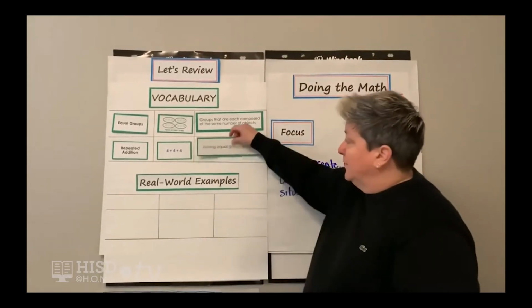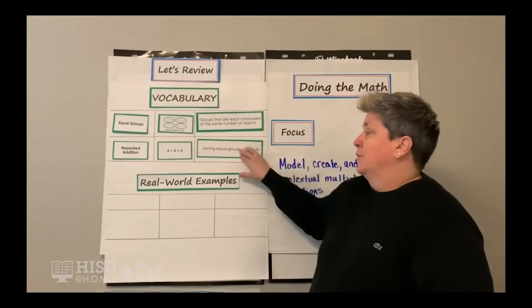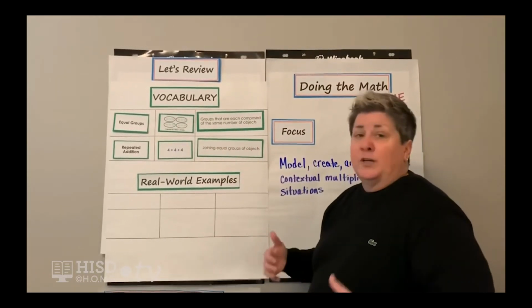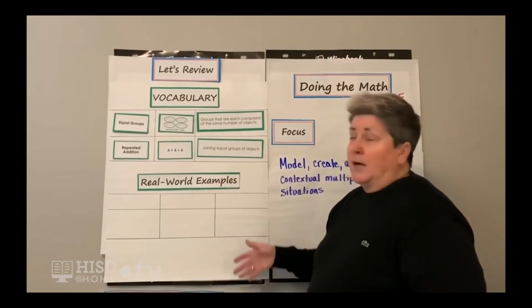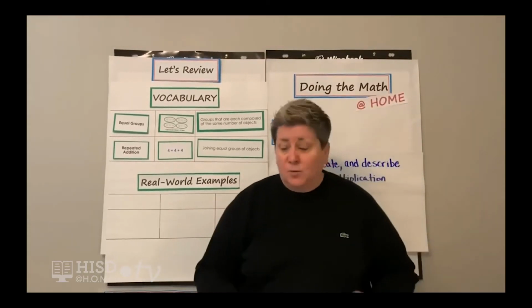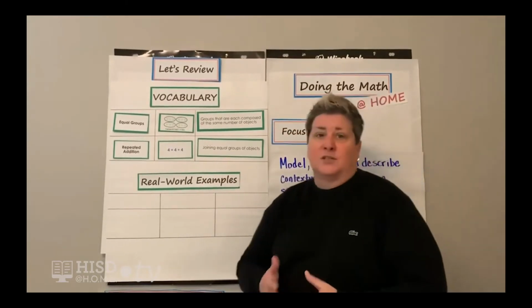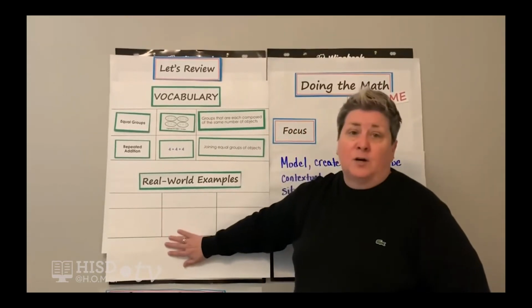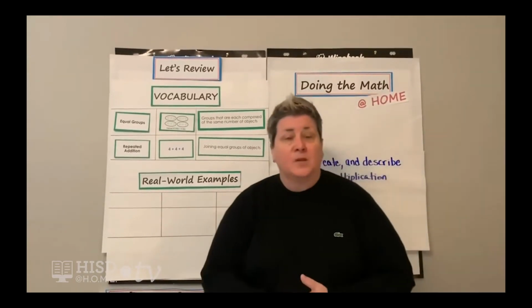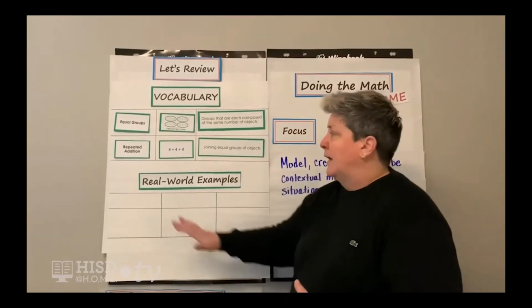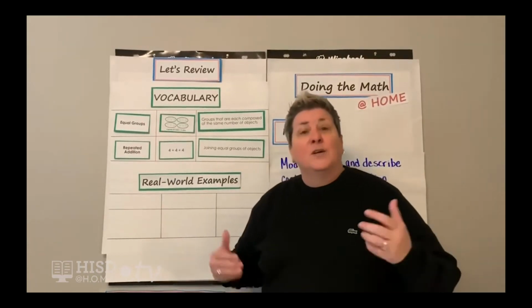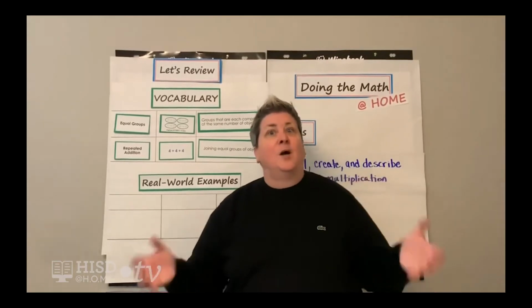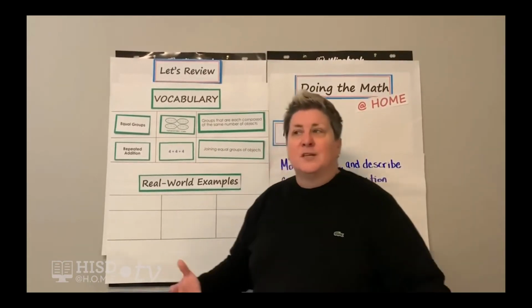So here's our definition for repeated addition. It's joining equal groups of objects. So let's move into what this looks like in a real world example. And boys and girls, I'd really like you to draw this graphic on your table. So when we talk about equal groups, we need to start thinking about things that come in groups. So think about that for a second.